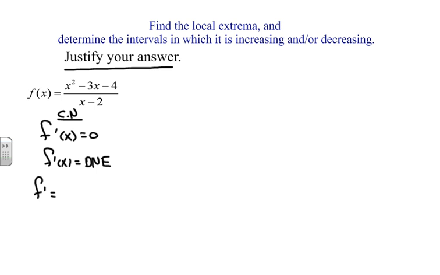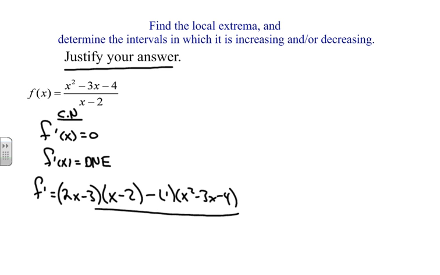So we're going to use the quotient rule, and what we have is 2x minus 3 times the bottom, which is x minus 2, minus the derivative of the bottom, which is 1, times the top, which is x squared minus 3x minus 4, all over the bottom squared, or the denominator squared. Now, we're going to take this and set it equal to 0 to find our critical points.